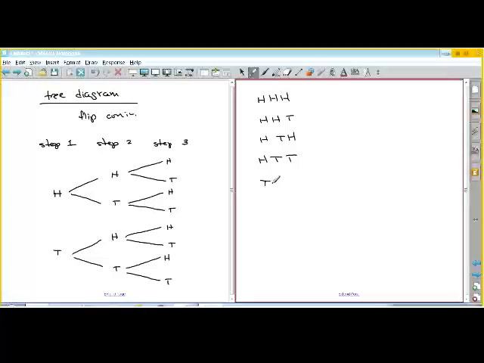And then you have the same thing happen to the next three ones. So you have tails, heads, heads. Tails, heads, tails. Tails, tails, heads.